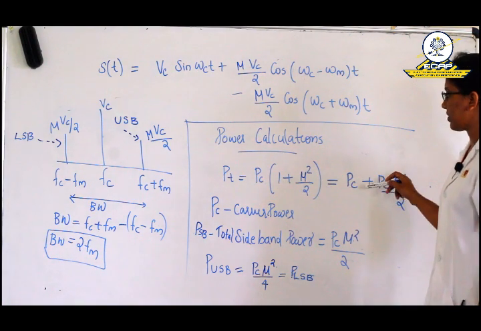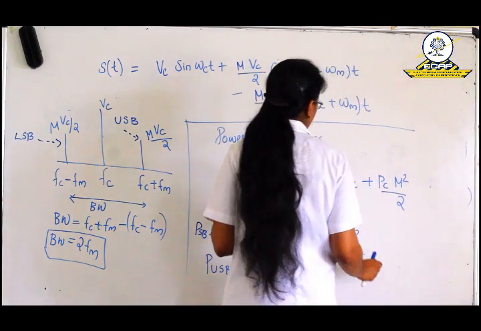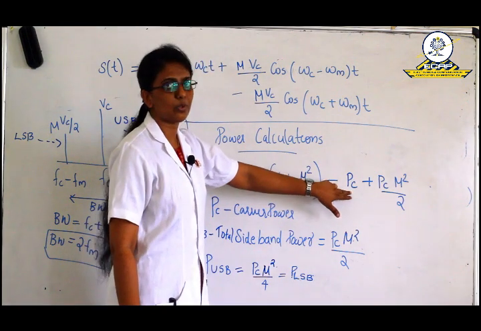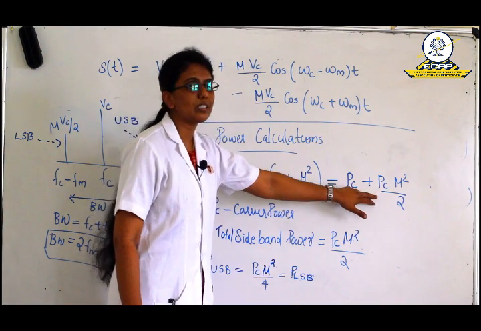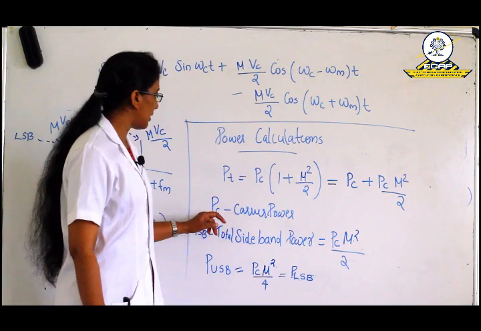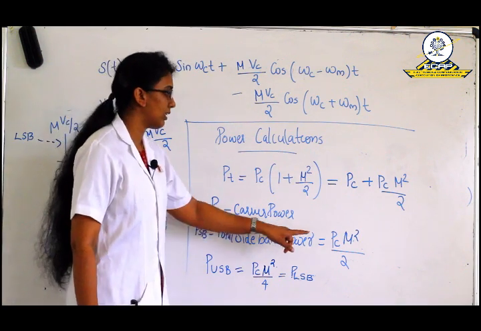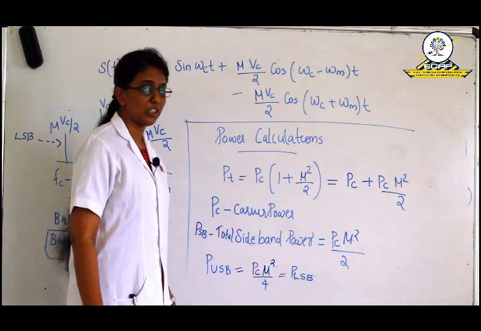By expanding this equation, we get two things, that is PC plus PC mu square by 2. This term indicates total carrier power. This term indicates sidebands power. So PC is carrier power. PSB means total sideband power, that is PC into mu square by 2.